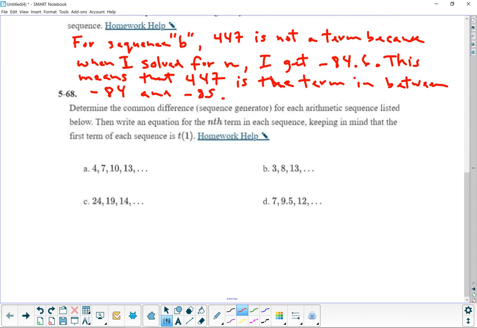Okay? I'm going to go ahead and do this. So A, we have from 4 to 7 is plus 3. 7 to 10 is plus 3. So I know it's the sequence generator. 10 to 13 is plus 3. So I know that our common difference, right, our D equals 3, or you can say positive 3.